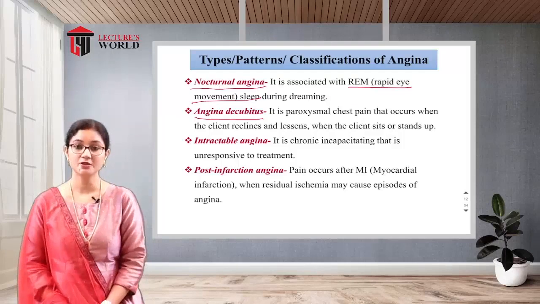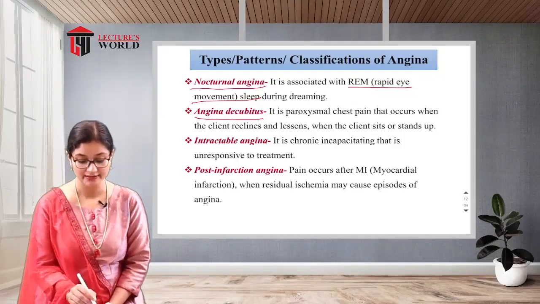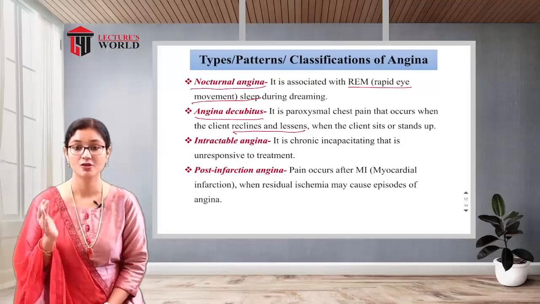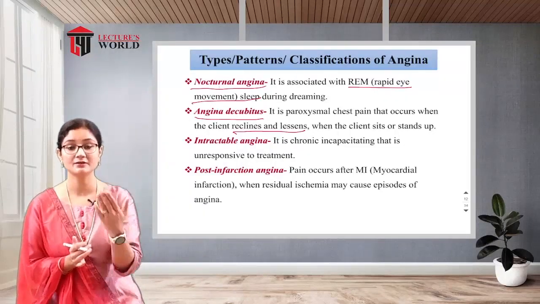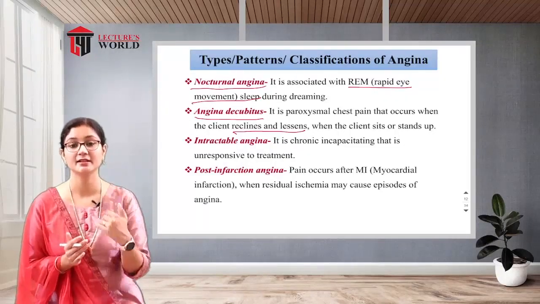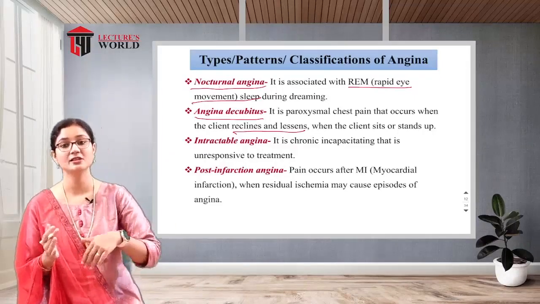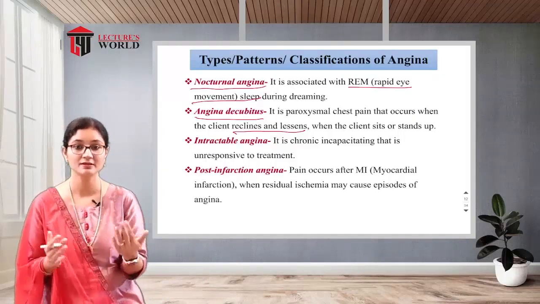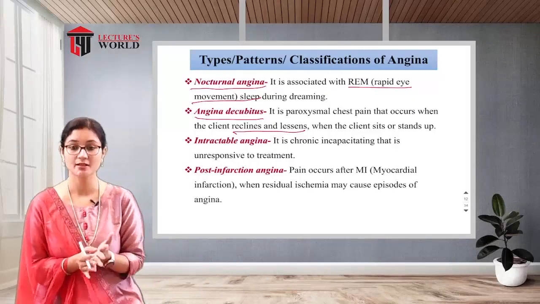So angina decubitus is a paroxysmal chest pain that occurs when the client reclines or lies down, or when the client sits or stands. Just now I gave you an example, she just lifted the bed or did a head up for the person, and suddenly he develops a pain. That is called when the person is changing position, sitting or sleeping or standing. Mostly sitting and standing, the person may develop chest pain. That is called angina decubitus.